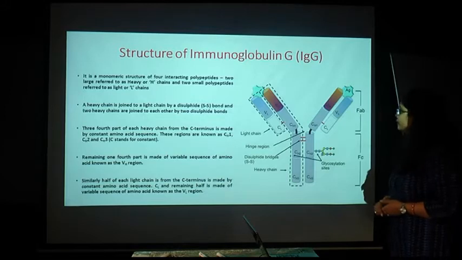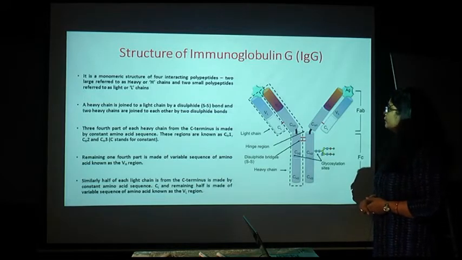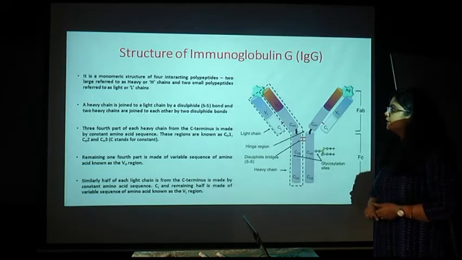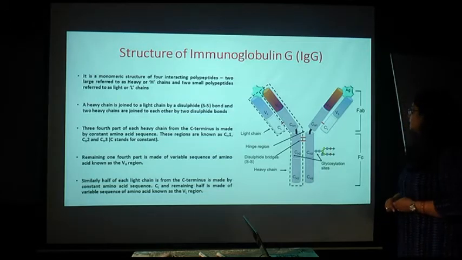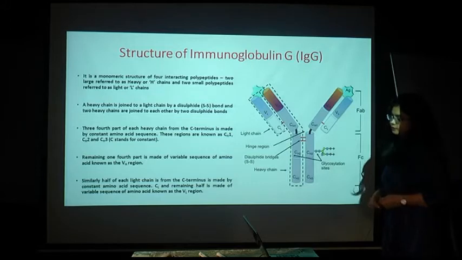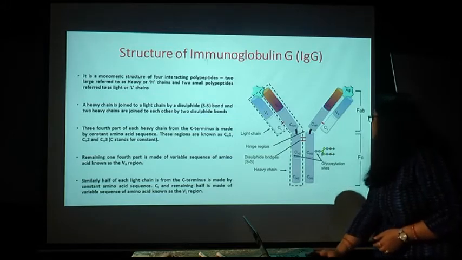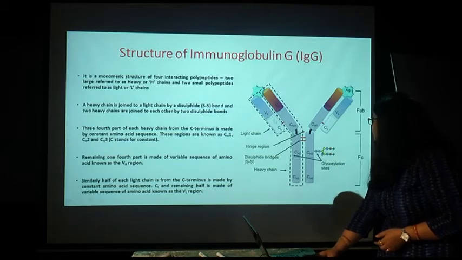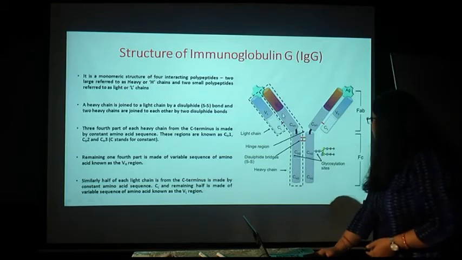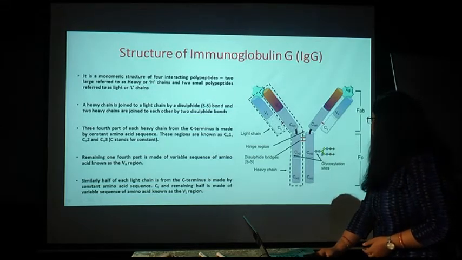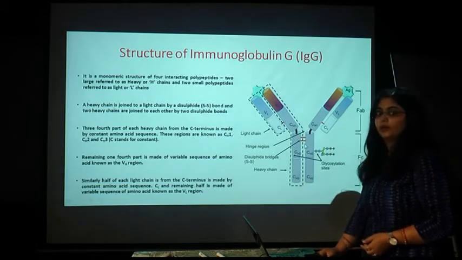So if you can see, it's a monomeric structure of 4 interacting polypeptides, 2 large referred to as heavy or H chains and 2 small polypeptides referred to as light chains. So these are the heavy chains and these smaller ones are the light chains. Now each heavy chain is linked to the light chain by one disulfide bond, and both of the heavy chains are linked to each other by 2 disulfide bonds.